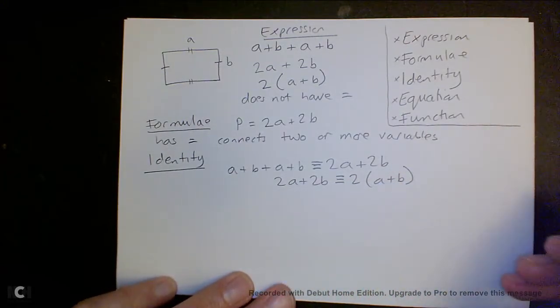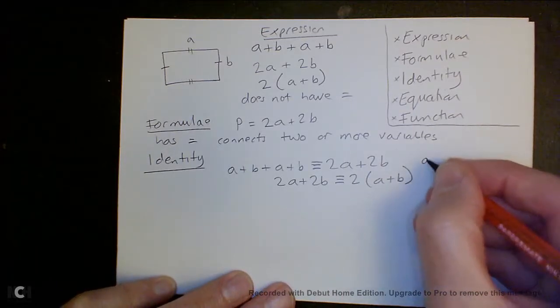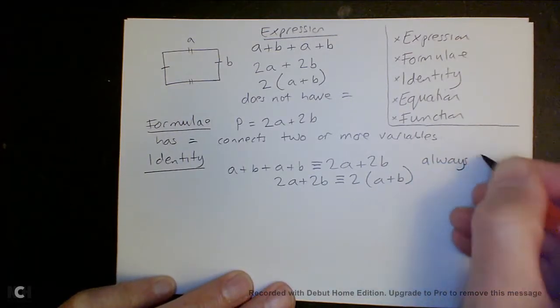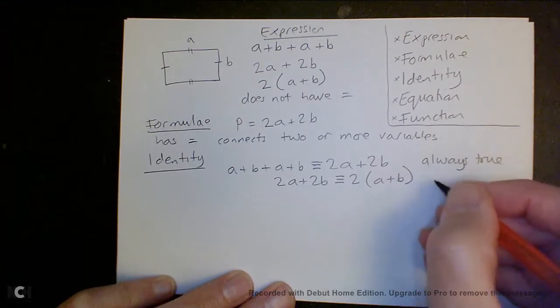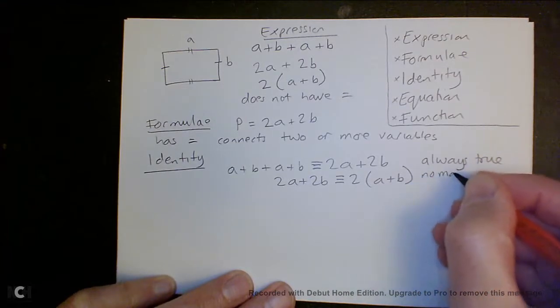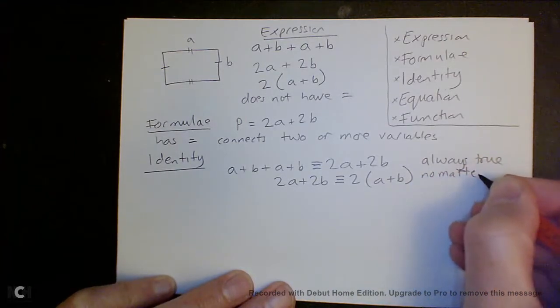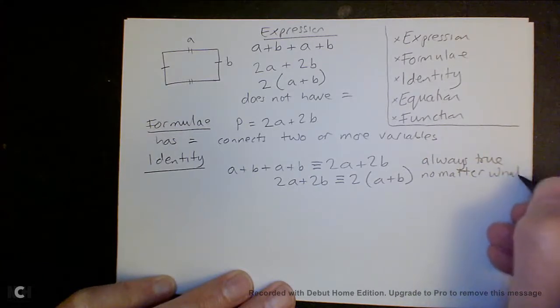So an identity is always true, no matter what the variables are.